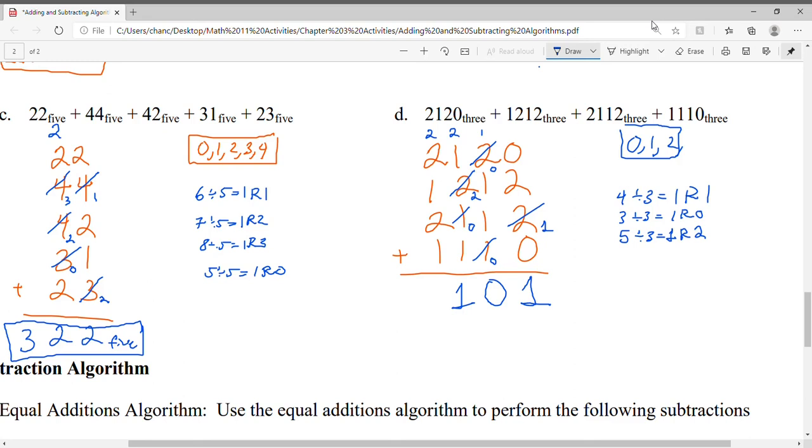2 plus 2 is 4. We'll put a scratch. I know 4 divided by 3 is 1, remainder 1. So let's put a 1 here. 1 plus 1 is 2. 2 plus 2 is 4. We'll put another scratch. And we know the remainder is 1. 1 plus 1 is 2. Now, since we had 2 scratches, we have to carry a 2 over. And here is our solution: 2, 2, 1, 0, base 3.